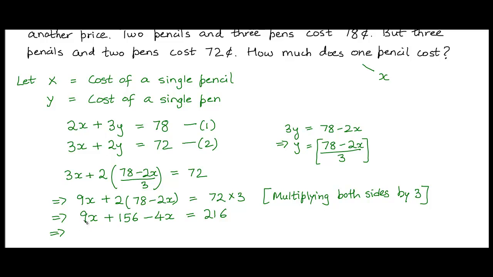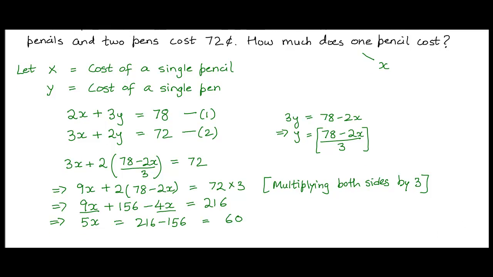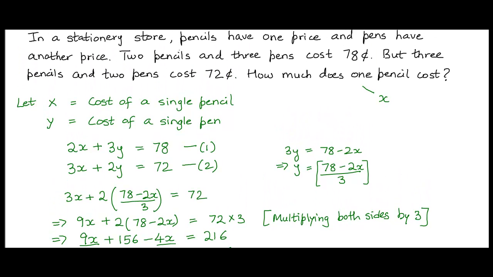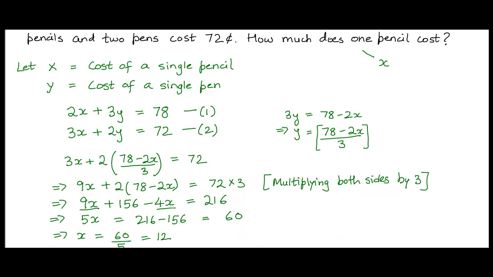This means 9x minus 4x, which is 5x, is 216 minus 156, which turns out to be 60. So 5 times x is 60. This means x is 60 divided by 5, which is 12. So we have solved for x. The cost of a single pencil is 12 cents.